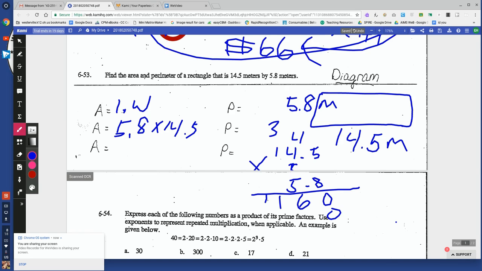So then I got 5 times 5 is 25. Got to carry my 2. 5 times 4 is 20, plus 2 is 22. 5 times 1 is 5, plus 2 is 7. Add it all up.